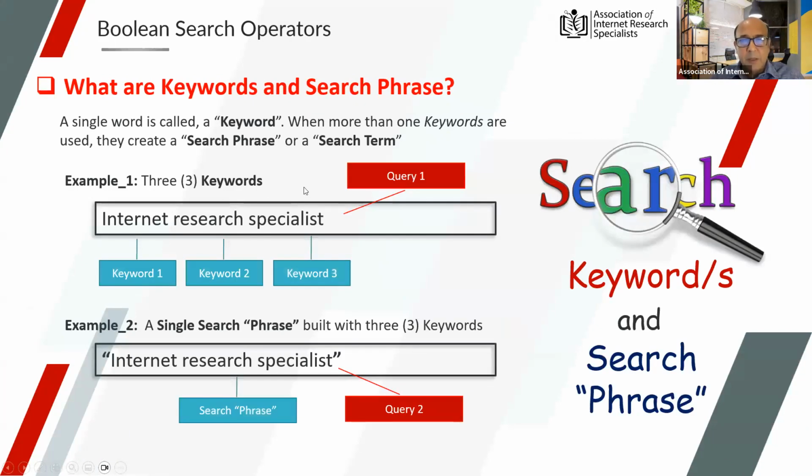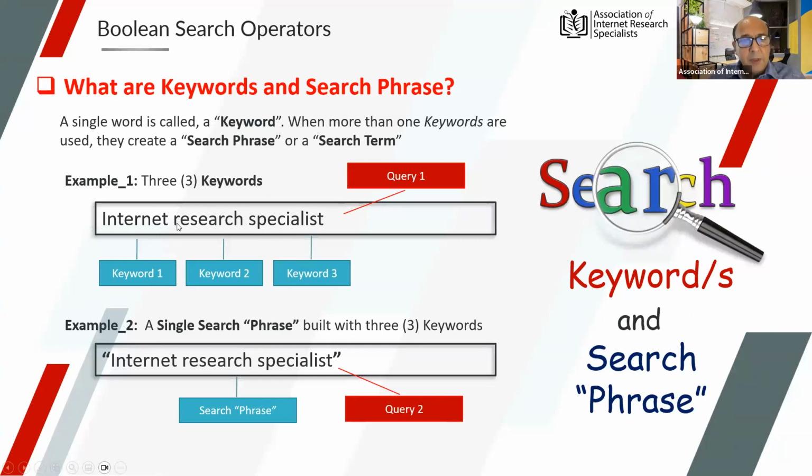Okay, it's something which is absolutely very basic, but still I've got to run by you the difference between individual keywords versus a search term. When I use the word term or search term, it's usually more than one word, making it into a search phrase. Individual words that make the search term, we call keywords. So in the first example, you could see three words, internet research specialists, individually we call them keywords.